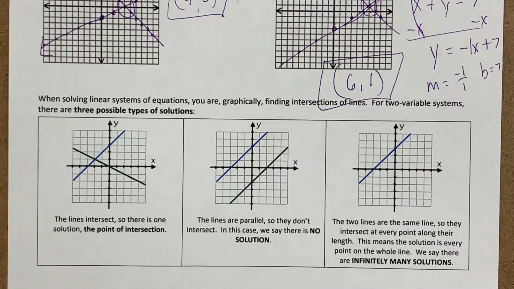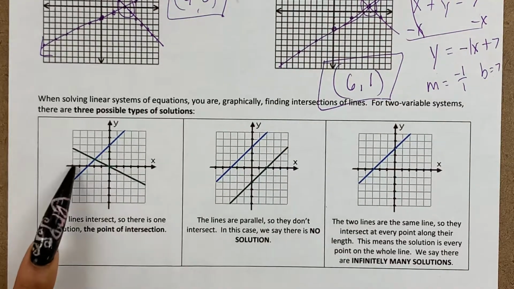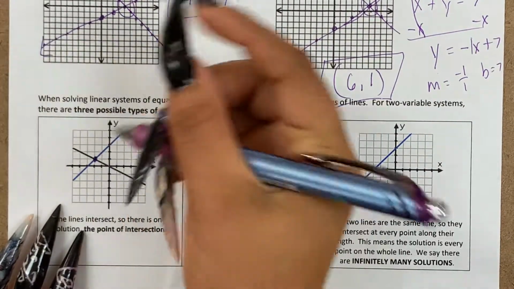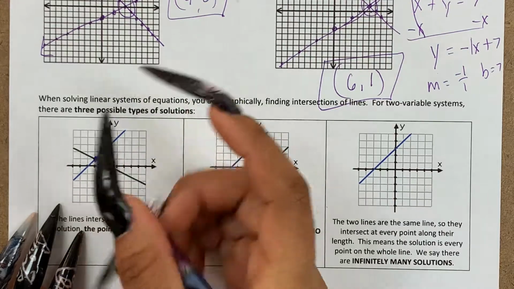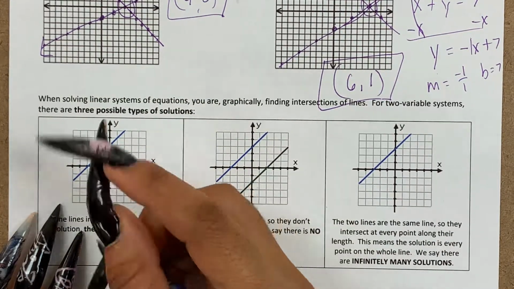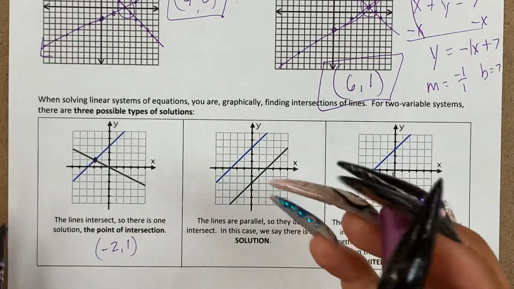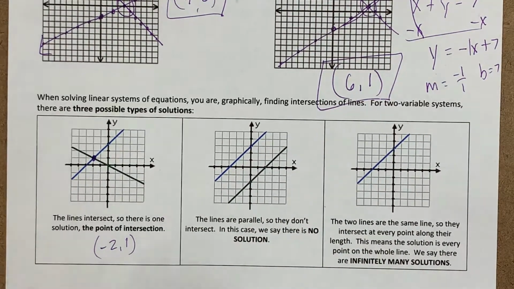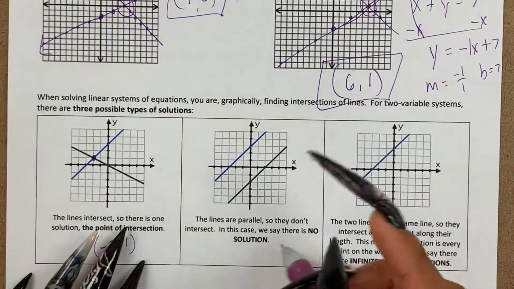Okay, so there are 3 possibilities. If the lines intersect, they have one solution. So for example, these 2 lines intersect at -2, 1. So if they intersect, you find the point of intersection. That's the answer. If they don't intersect, they have no solution.